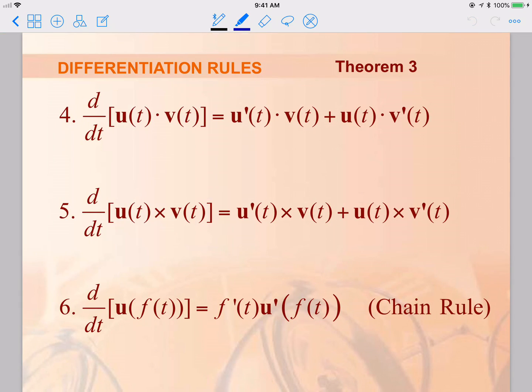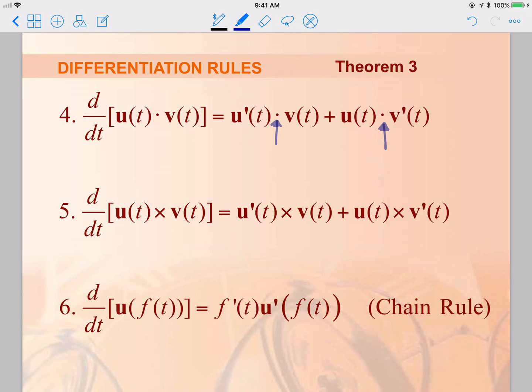If you're going to take the derivative of the dot product of two vectors, then you just dot the derivatives, basically. So this is pretty similar to our other formula, but remember you're just using the dot product now.